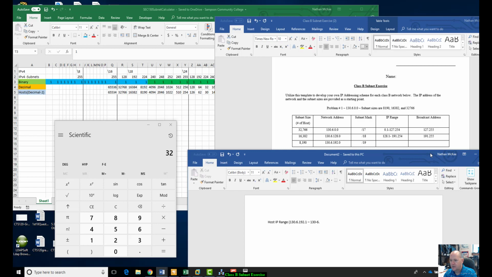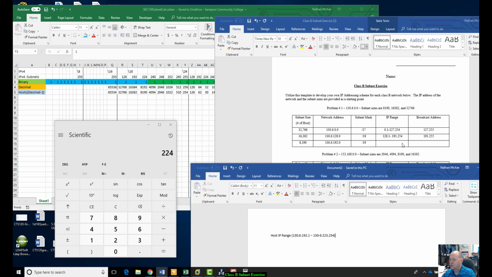130.6. All right. 32 plus 192, and 224 would be total, but you need to do one less, so 223.254, because all right, there's our host address range, and then our broadcast is going to be the very last one in that subnet.